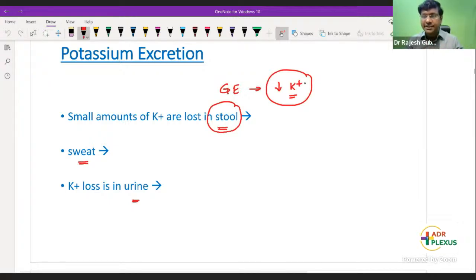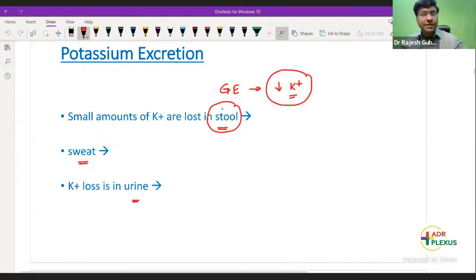Hyperkalemia, what is the cause of death? Very good, Rajeshwari, and all of you. So it is diastolic arrest. Diastolic arrest is the cause of death in case of hyperkalemia. Whereas in hypokalemia, what is the cause of death? I will discuss. It is not systolic arrest. I will tell you what is the cause of death.